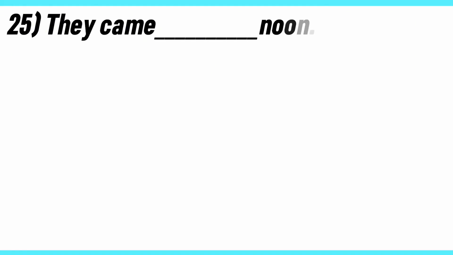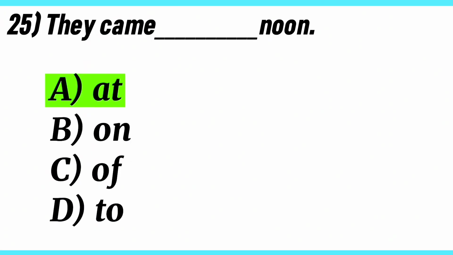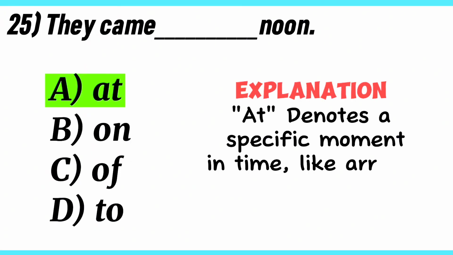They came dash noon. The correct answer is option A, at. Explanation: at denotes a specific moment in time, like arriving at noon.